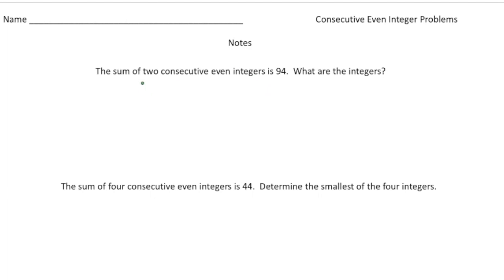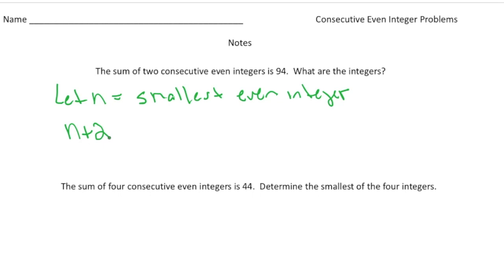So we know that 2 even numbers are going to add up to 94 and that they're consecutive. But again, notice that they don't tell us the first one. So we're going to let n be the smallest even integer. So that's going to be the smallest one. And we know the next one, n plus 2, is going to be the next even integer. So n's the first one, and n plus 2 is the second one.